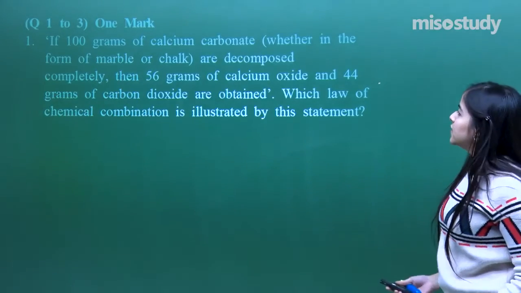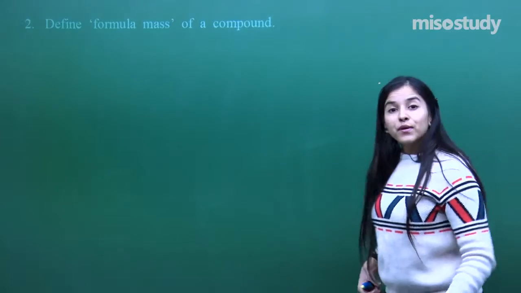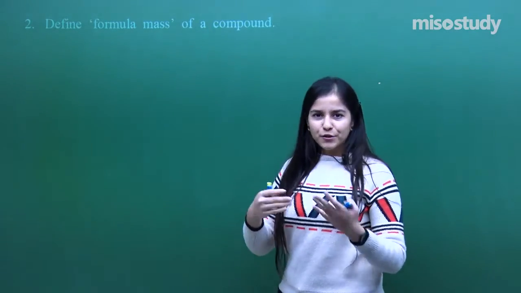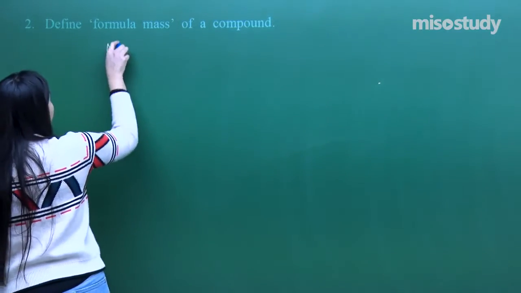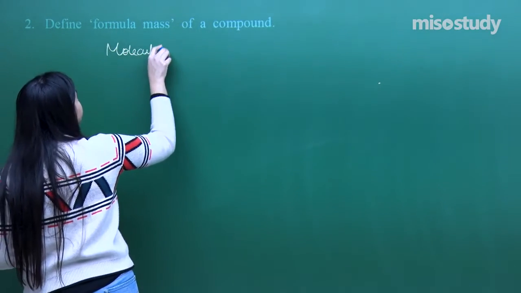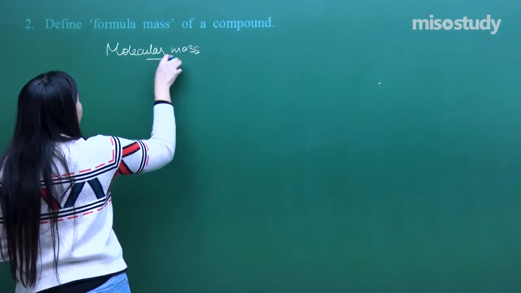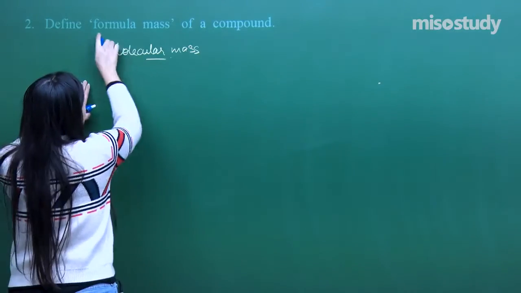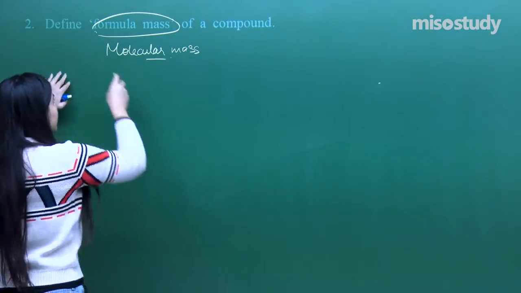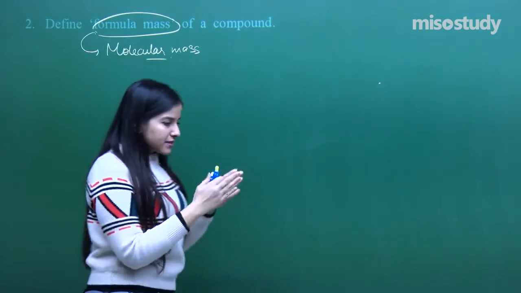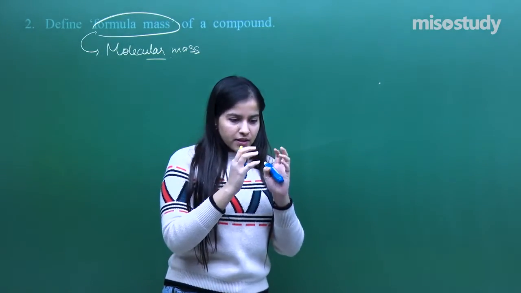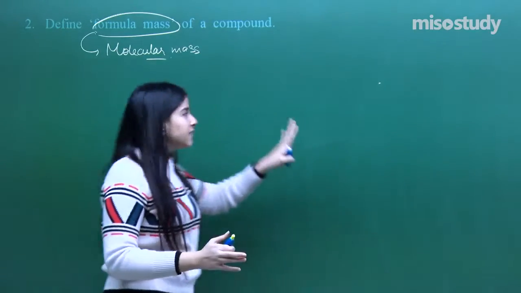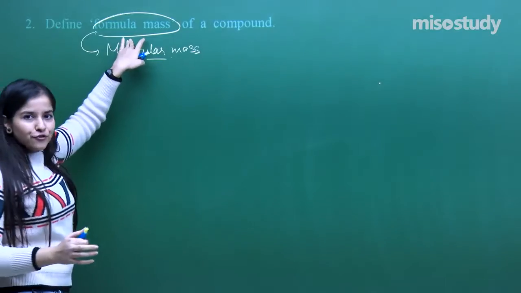Now question number 2, again a simple one. Define formula mass of a compound. What is formula mass? It's somewhat related to the molecular mass. Yes, that's right. Don't get confused. What is molecular mass? Whenever we deal with covalent compounds, the atomic masses of each and every element present in the compound, the total of that is the molecular mass.